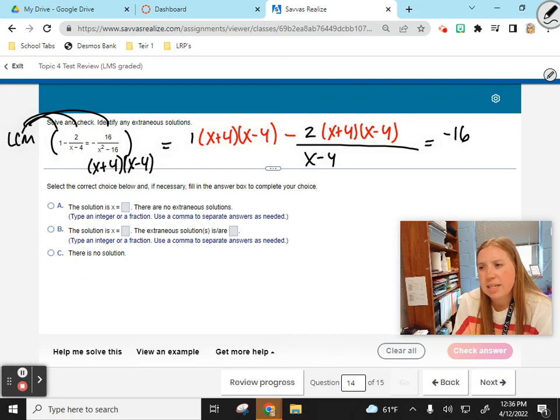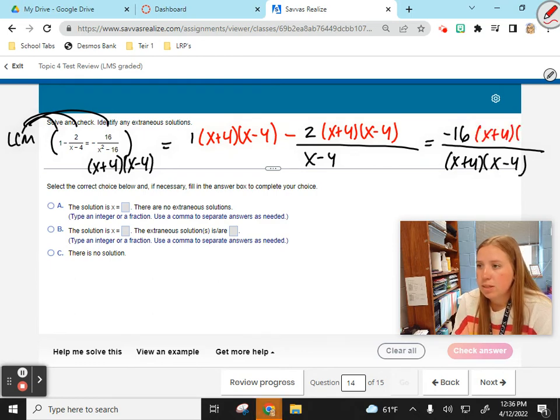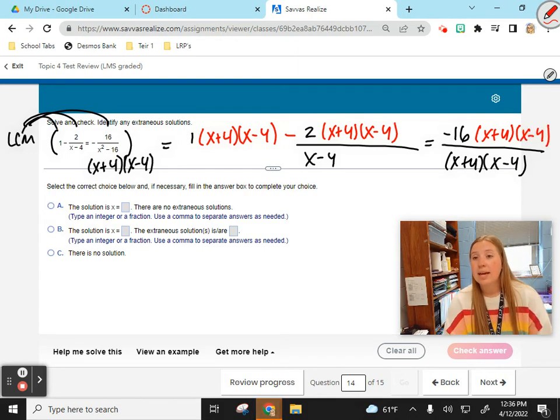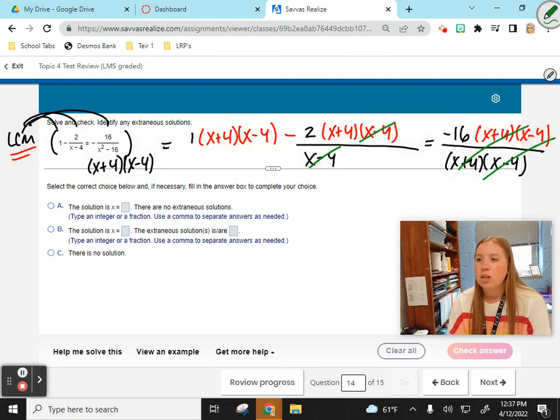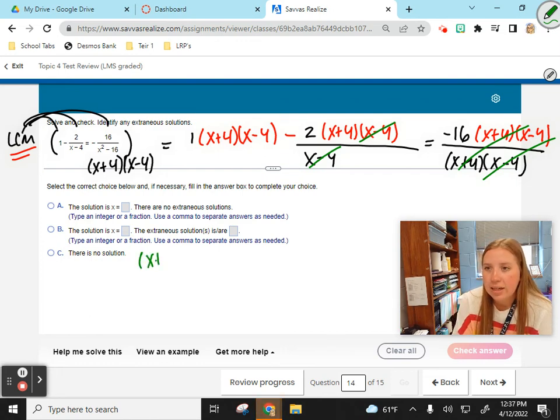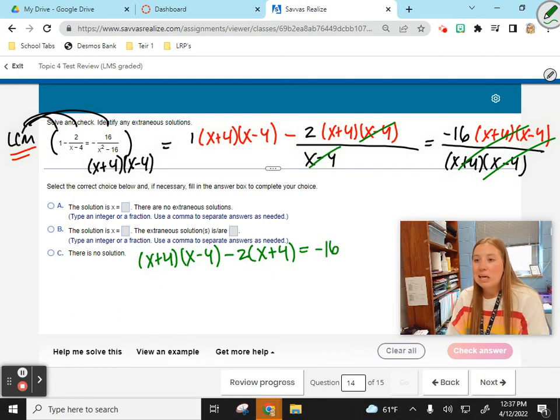equals negative 16. I'm going to put that on the top of my fraction just so that I don't forget that it's there. This has the x plus 4 times x minus 4. So again, LCM, a little bit more work up top, but we should see all of our fractions cancel out. So x minus 4 times x minus 4, those cancel out over here. So what I'm left with truly is x plus 4 times x minus 4 minus 2 times x plus 4 equals negative 16. And I gotta solve this equation.